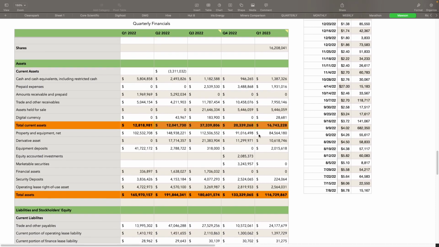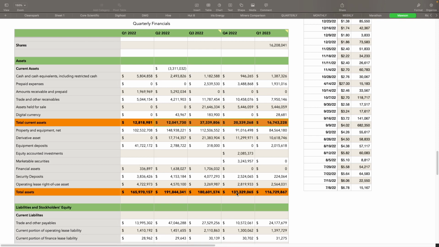Property and equipment net went down to 84 million compared to 91 million. Derivative assets also went down to 10.6 from 11.3. Equipment deposits increased to 2 from 0. And what else do we have here? Equity is 0 now. Marketable securities is 0. Financial assets is 0 here. So marketable securities actually went down, so that's good. Security deposits is way down to 224,000 from 2.5 million. And operating lease right of use is down a little bit as well to 2.5 from 2.8. So total assets is down to 116 million from 133 million.